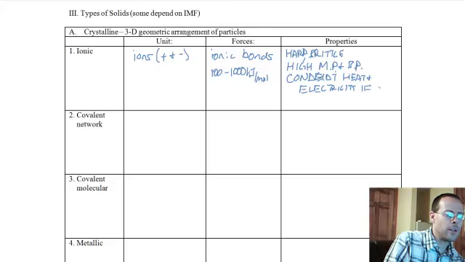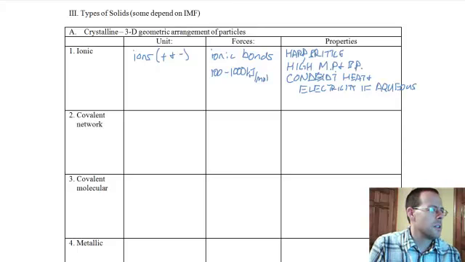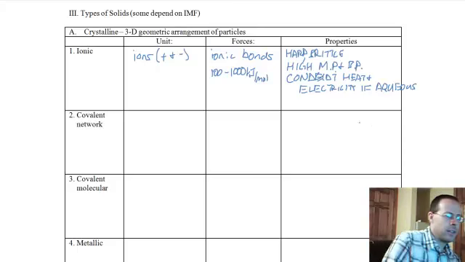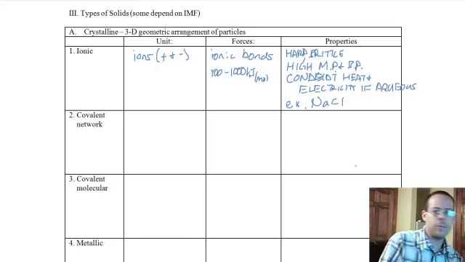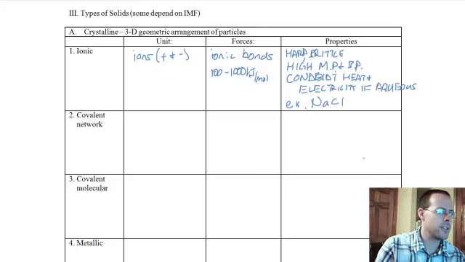If aqueous, so if we dissolve them, they conduct electricity for sure, and if we melt them down, they conduct heat. Let's see, what else? I think that's basically it. Let's do an example. Probably the most common example would be sodium chloride, or just table salt. And that's true about table salt in all those instances.